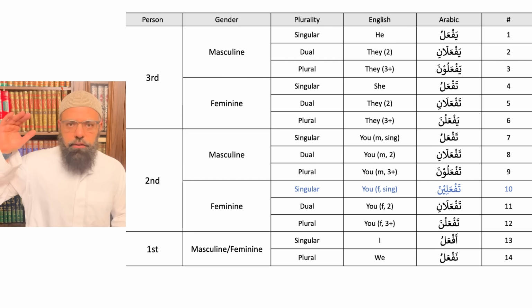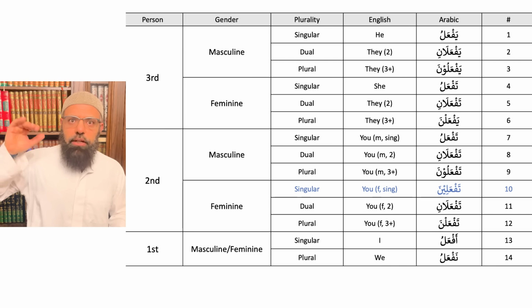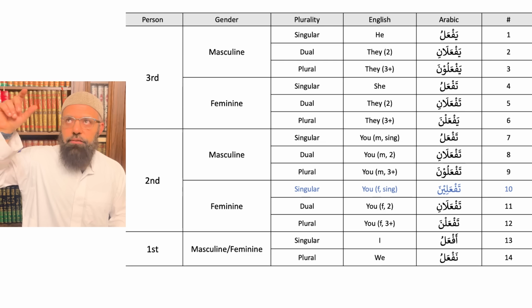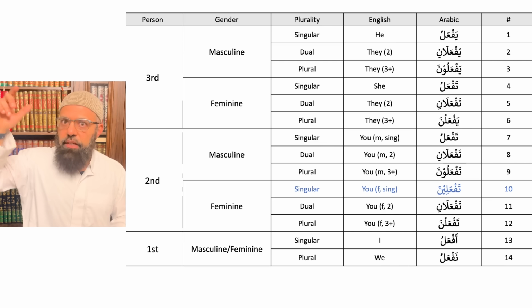So yaf'alu, yaf'alani, yaf'aluna, taf'alu, taf'alani, yaf'alna. So the letter at the front changes. Again from the top, yaf'alu, yaf'alani, yaf'aluna, taf'alu, taf'alani, yaf'alna. So remember, yaf, yaf, yaf, taf, taf, yaf.